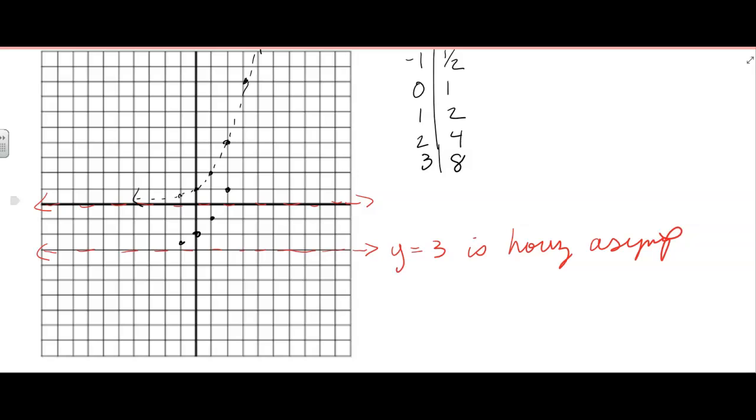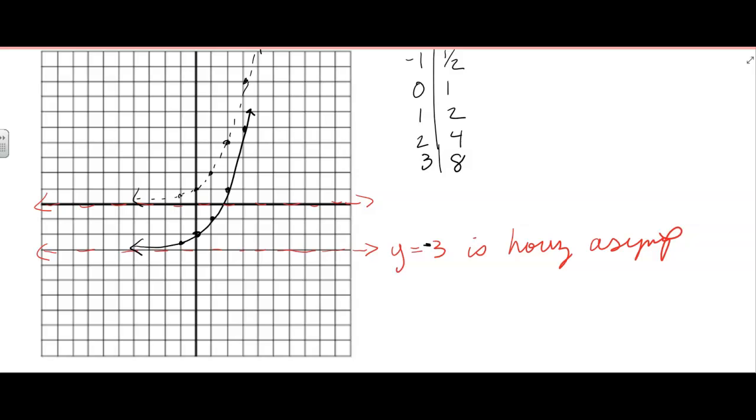Let's see. Okay, so it's going to run asymptotic to that y equals -3. Sorry about that. Y equals -3. But I know you all knew that. Probably just threw you for a minute. Okay, so y equals -3 is the horizontal asymptote.